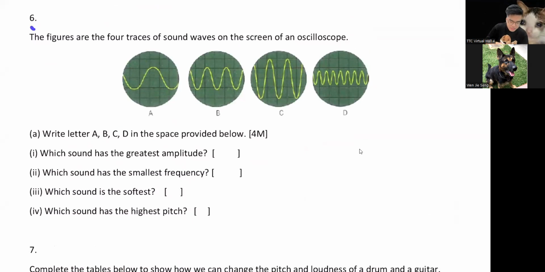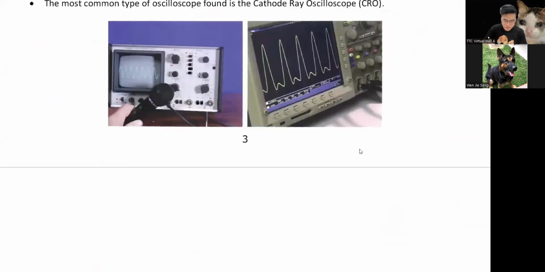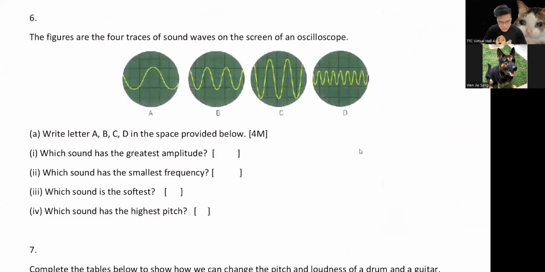All right, so number 6, the figures are the 4 traces of sound wave on the screen of an oscilloscope. The oscilloscope is a meter, the screen that looks like this. You can see 4 waves here. Which sound has the greatest amplitude? Amplitude is the height, that's the volume of the sound. That will be your C. Out of all, C is the highest.